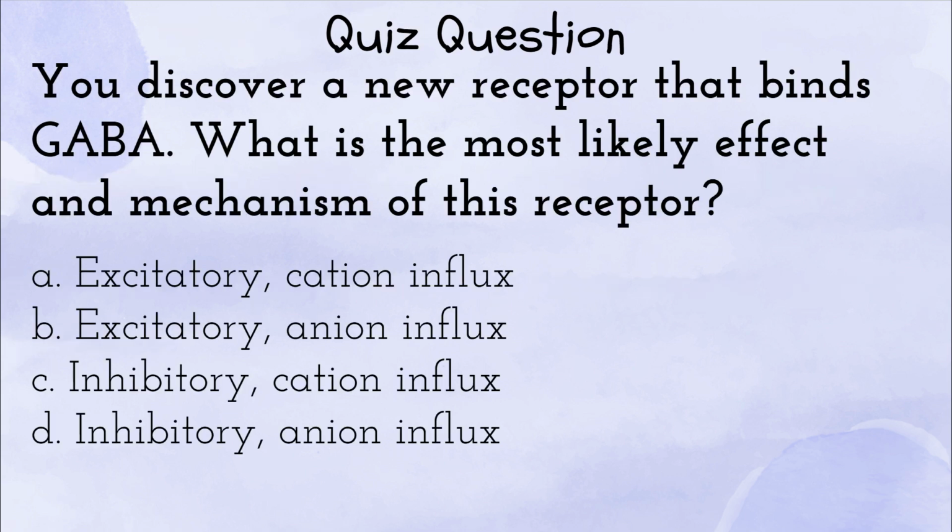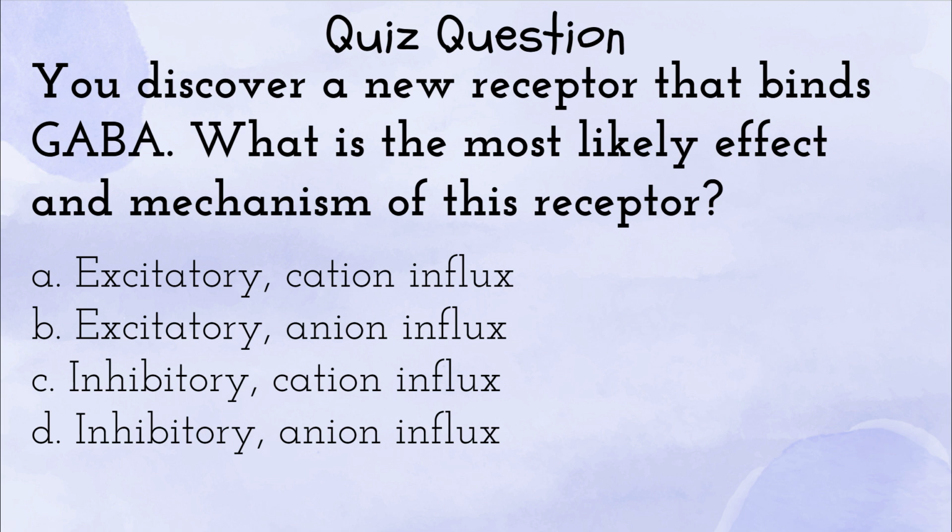Alright, time for another question. You discover a new receptor that binds GABA. What is the most likely effect and mechanism of this receptor? A. Excitatory with cation influx. B. Excitatory with anion influx. C. Inhibitory with cation influx. Or D. Inhibitory with anion influx. Give you a second.